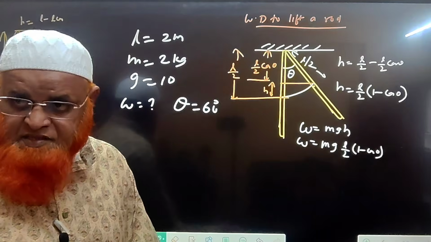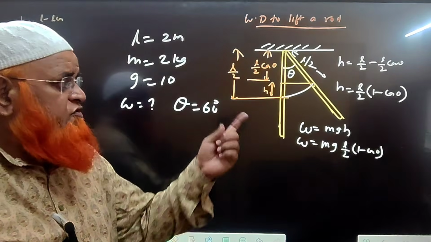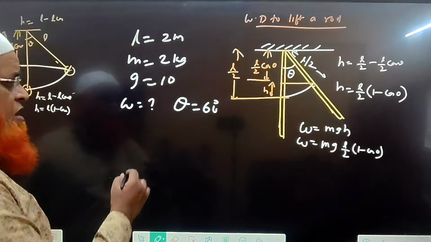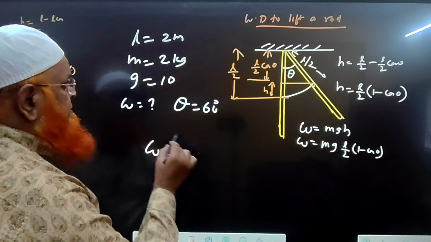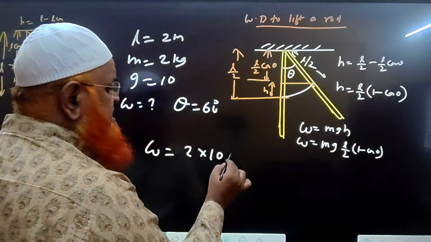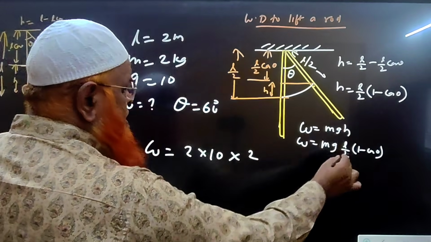Through an angle of 60 degrees. How much work have you done to lift it to an angle of 60 degrees? So what is the formula you will write? Just W is equal to mg. M means 2, g means 10. Length of the rod is 2.